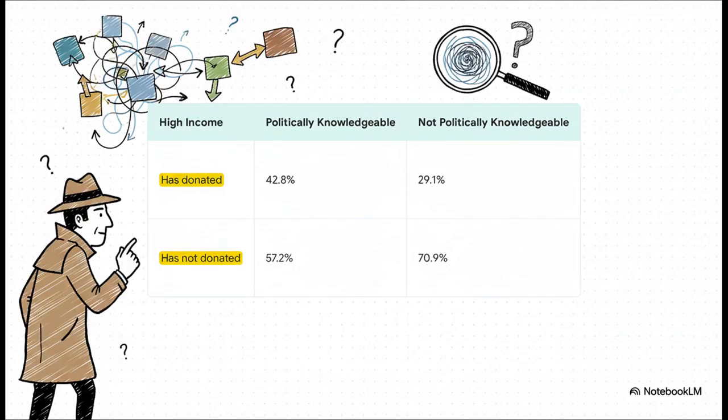So let's interrogate the data. We're going to hold income constant. That just means we look at one income group at a time to see if the relationship still holds up. First, let's look only at high-income people. And look at that. The relationship is still there. There's a difference of about 14 points, so political knowledge still seems to matter for this group.